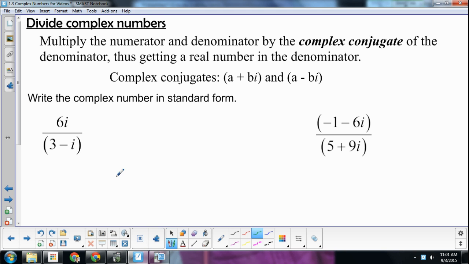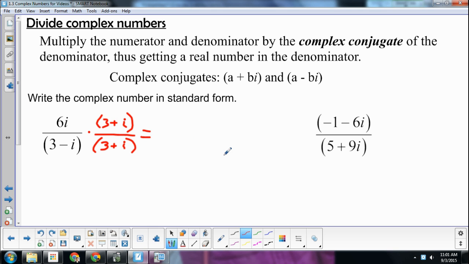Using that idea, to simplify this complex number and put it in standard form, we need to multiply both the numerator and the denominator by the same thing, similar to simplifying a radical expression where there's a square root in the denominator. That's 3 plus i, excuse me. So 3 plus i is the complex conjugate. We're going to multiply top and bottom by this.